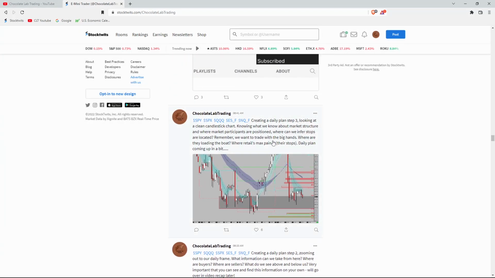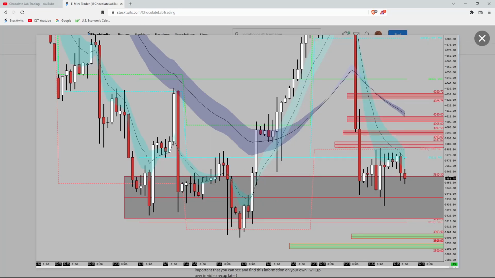And creating a daily plan, step 3, looking at a clean candlestick chart, knowing what we know about market structure and where market participants are positioned, where can we infer stops are located? Remember, we want to trade with the big hands. Where are they loading the boat? Where is retail's max pain, or the retail stop outs? So this is a 4-hour chart.